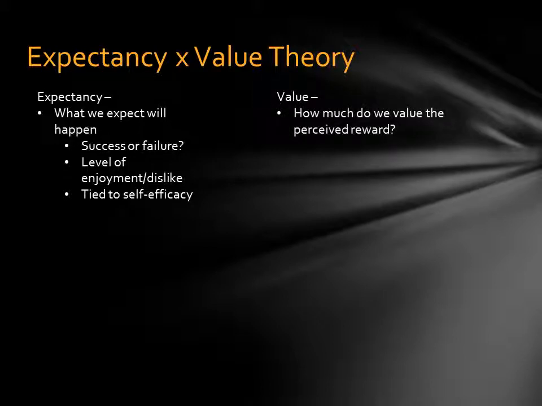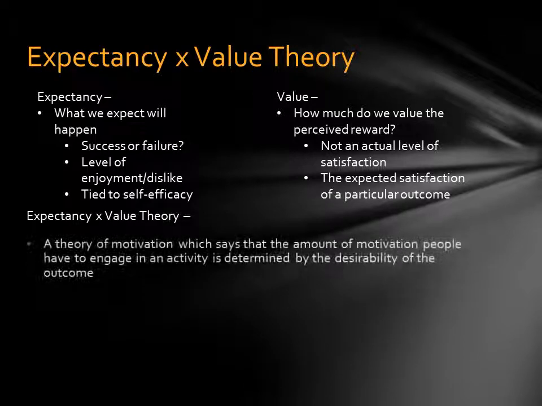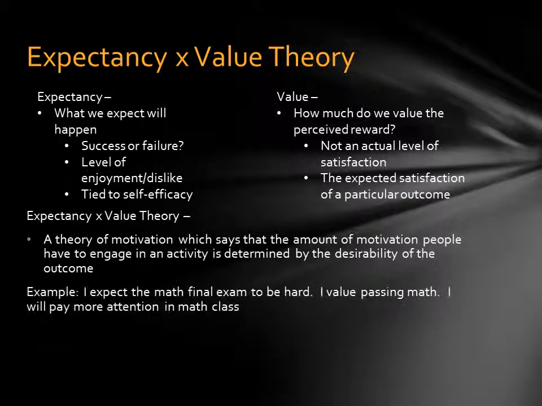Value is how much we are going to enjoy the perceived reward. The perceived reward is not an actual level of satisfaction. It's not something we're actually going to get, but just how much we value the reward, the expected satisfaction of a particular outcome. So the theory of expectancy value says that the amount of motivation people have to do an activity or a job, anything, is determined by the desirability of the outcome.